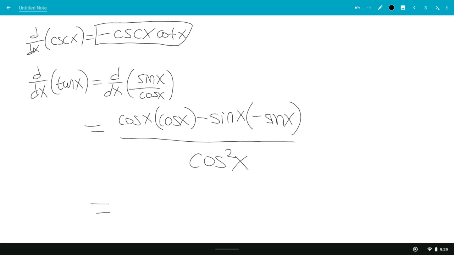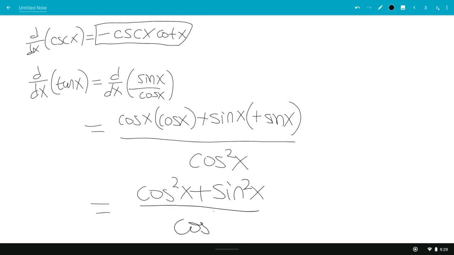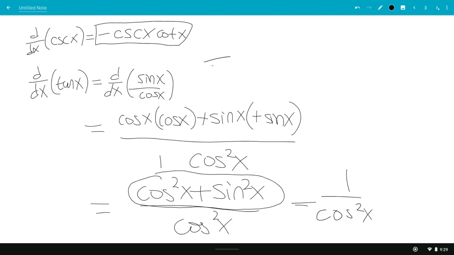So this will be cosine squared x, minus and minus will cancel, so plus sine squared x, over cosine squared x. But this, using trig identities, is just 1. So this is 1 over cosine squared x, which means that the derivative of tangent x is secant squared x.